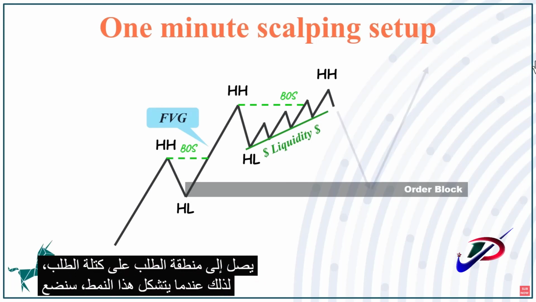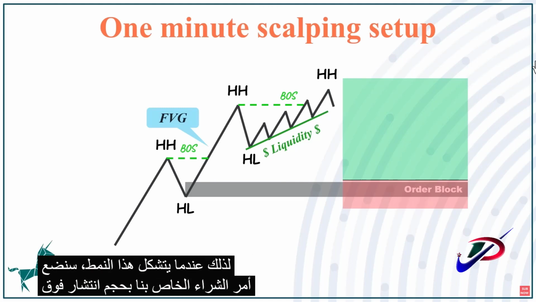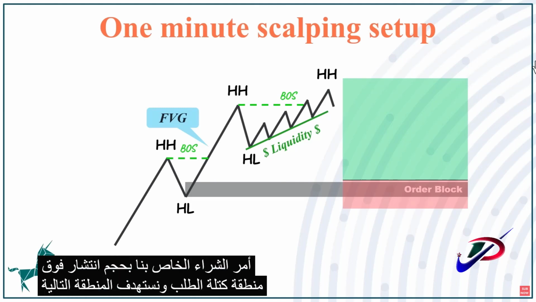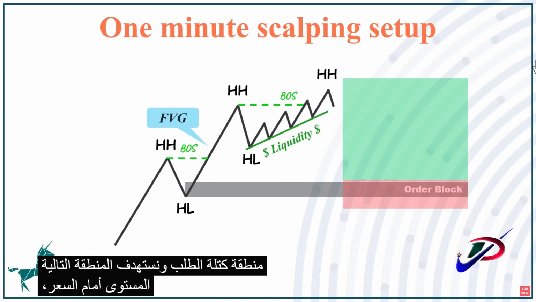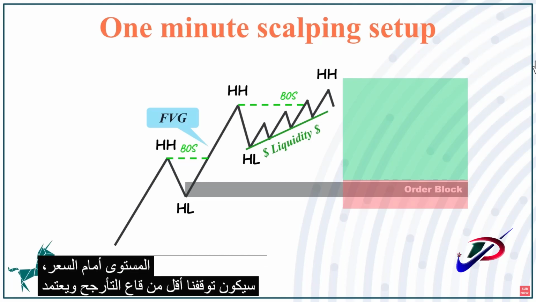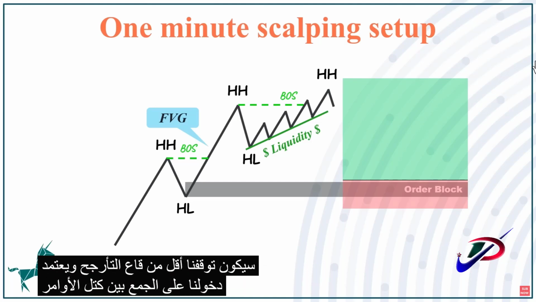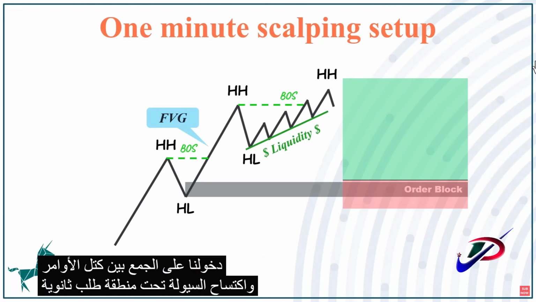So, when this pattern forms, we will place our buy order a spread size above the order block zone and target the next level in front of the price. Our stop will be below the swing low, and our entry is based on combining order blocks and liquidity sweep below a minor demand area.